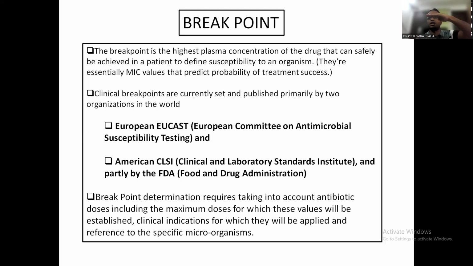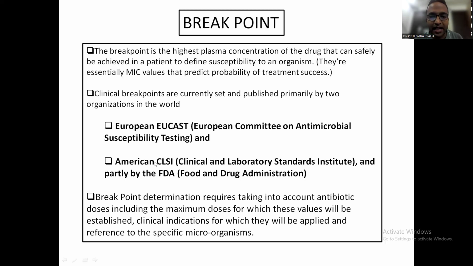So this border or the wall is the breakpoint, and it is fixed for a drug and for an organism. It is the maximum concentration which can be achieved. But the MIC for a patient, for a drug, and for an organism will vary. If this MIC falls below the breakpoint, the drug is susceptible. If it crosses the breakpoint, then it is resistant, because we cannot go beyond that breakpoint. Achieving a concentration beyond the breakpoint will affect the organs and the physiology of the body.